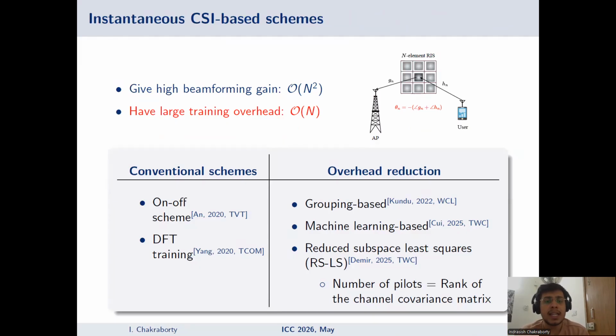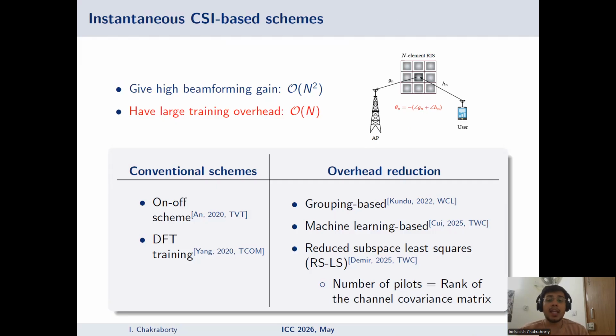But these instantaneous CSI-based schemes come with their own problem, and that is the large training overhead. So if you have n RIS elements, then you might have to send n pilots in order to estimate the n cascaded channels. And if you have a limited coherence time, then that might create problems. All the conventional schemes like the on-off scheme or the DFT training scheme suffer from the same problem.